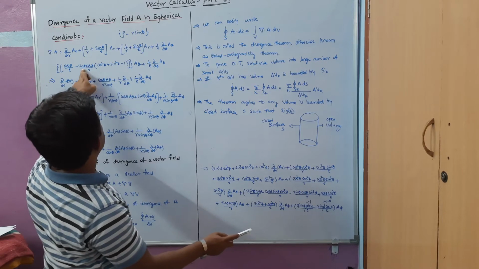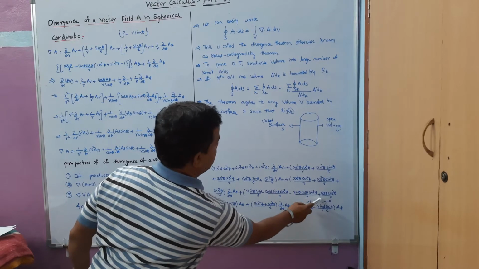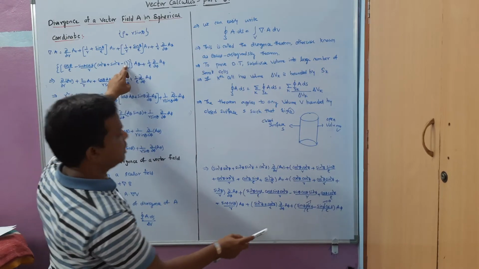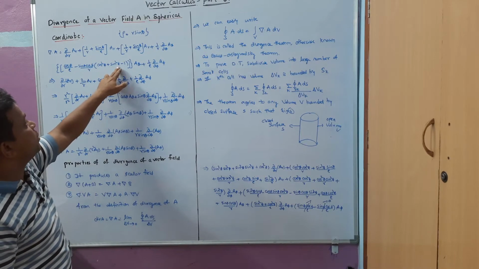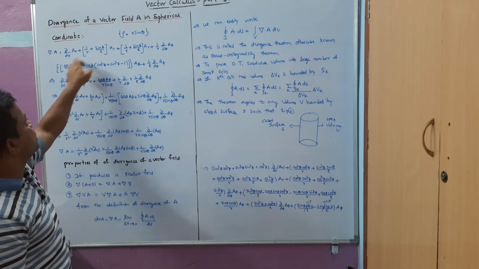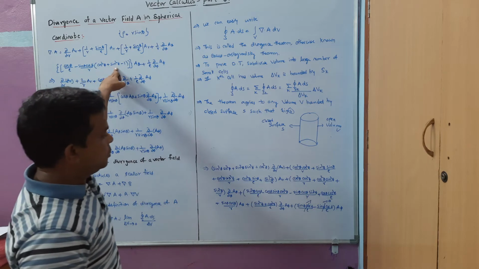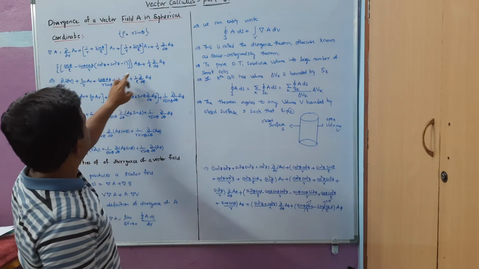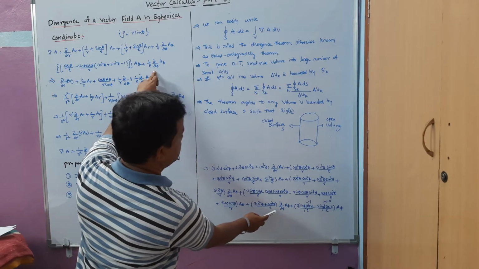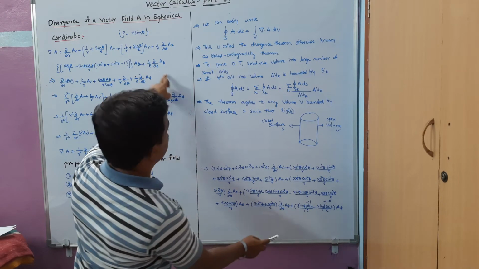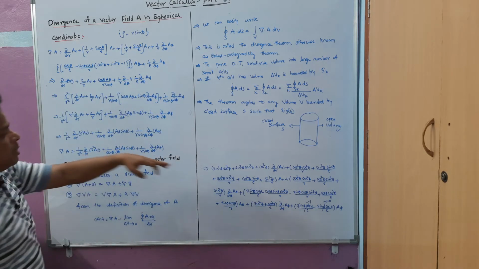So here cos square theta sin theta is common, I have taken minus common. Here cos square phi plus sin square phi will be 1, so 1 minus 1 is 0. This entire term will become 0. Next I have this term, cos square phi plus sin square phi by rho, that is 1 by rho into dou by dou phi of A phi, and the last term we have cancelled.